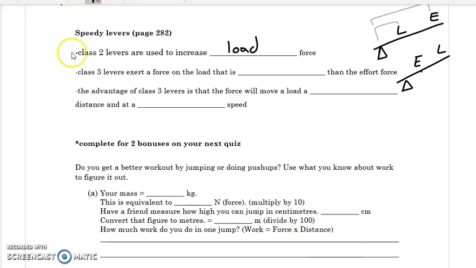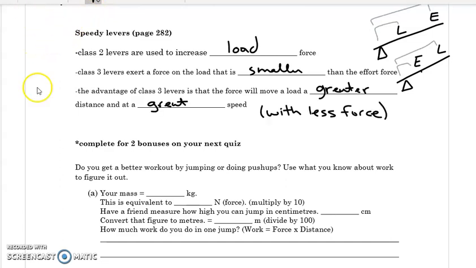Whereas in that class 3 lever, you're always going to get a load that is smaller than the effort force, because in that case, the effort arm is always shorter than the load arm. So the advantage of having a class 3 lever is that you've got a greater distance, a greater speed, even though you have less force acting on the object, right? And so it's a speedy lever. Class 3s are always speedy.